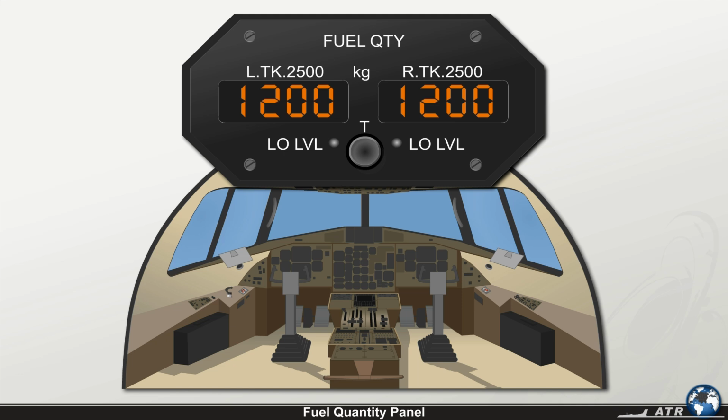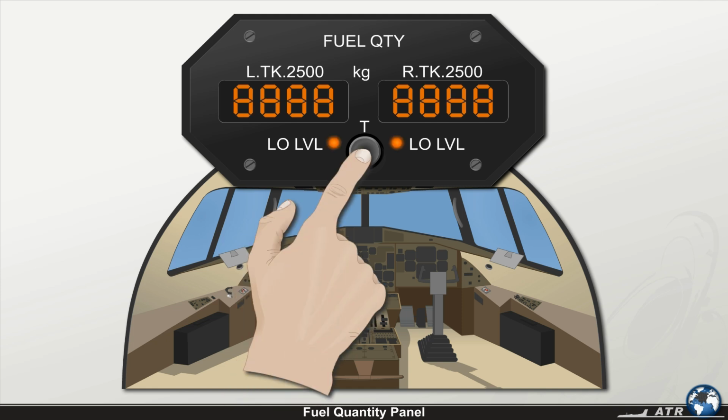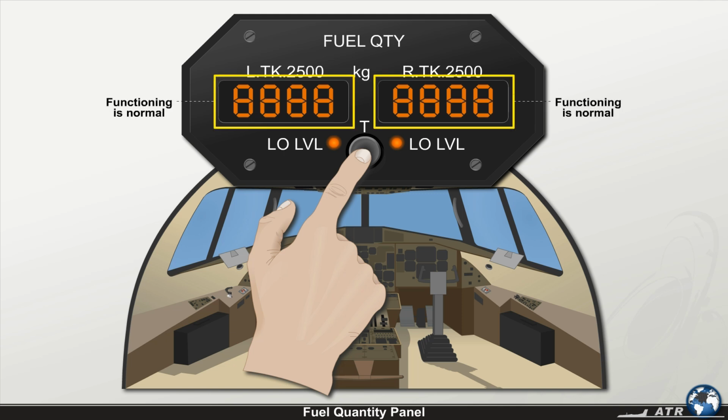Let's look at the fuel quantity panel located in the center instrument panel. As already mentioned, the fuel quantity indications display in kilograms the fuel quantity in each tank. To check both measurement channels, keep the test push button pressed while checking the following. If the functioning is normal, both quantity indications will display a sequence of the number 8s.